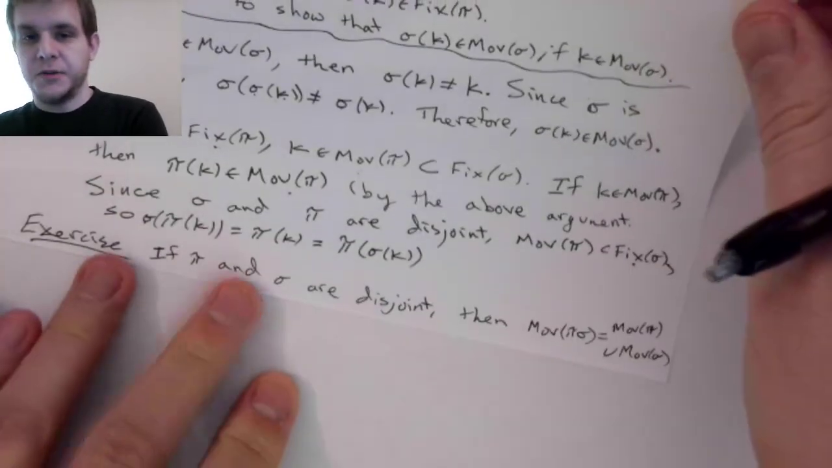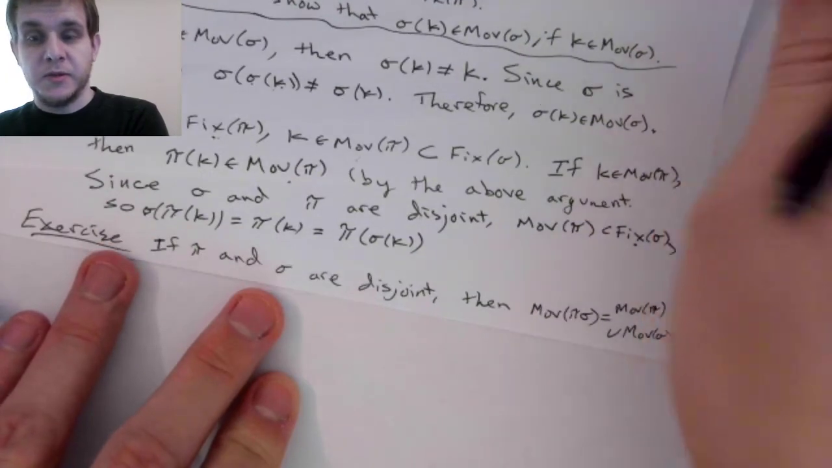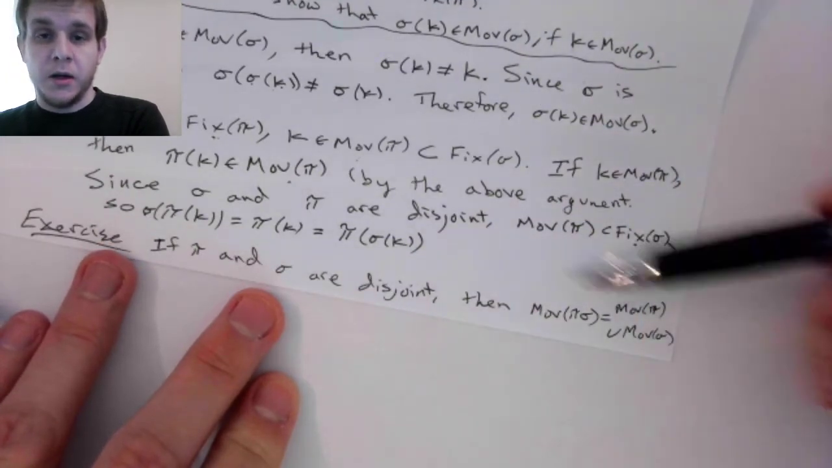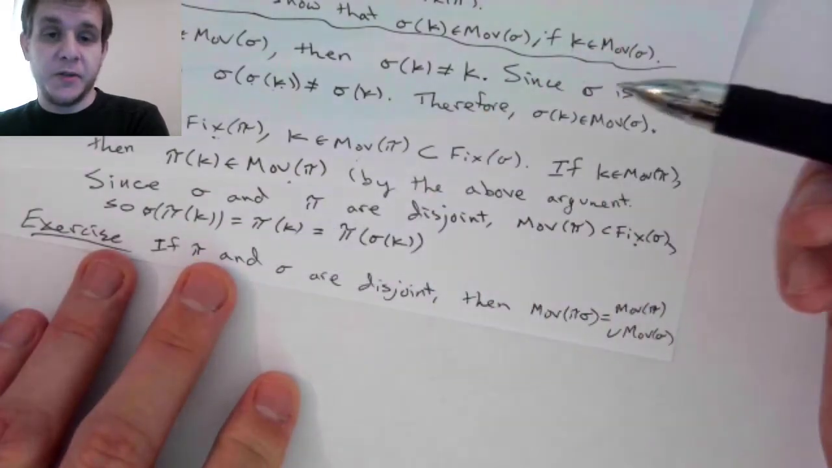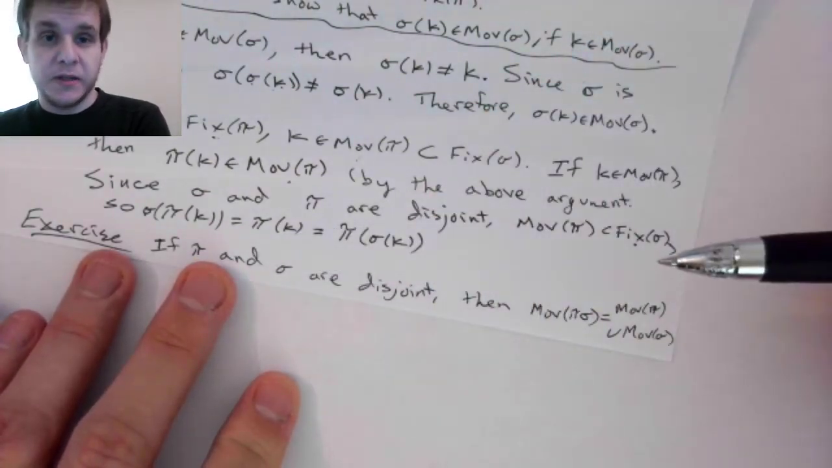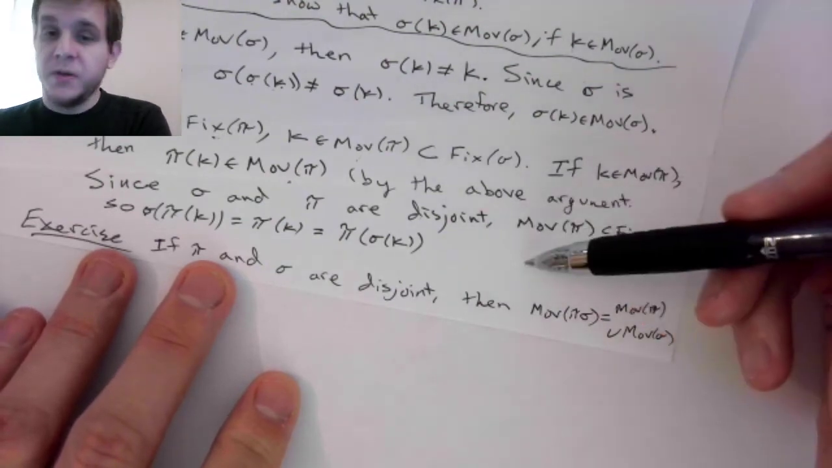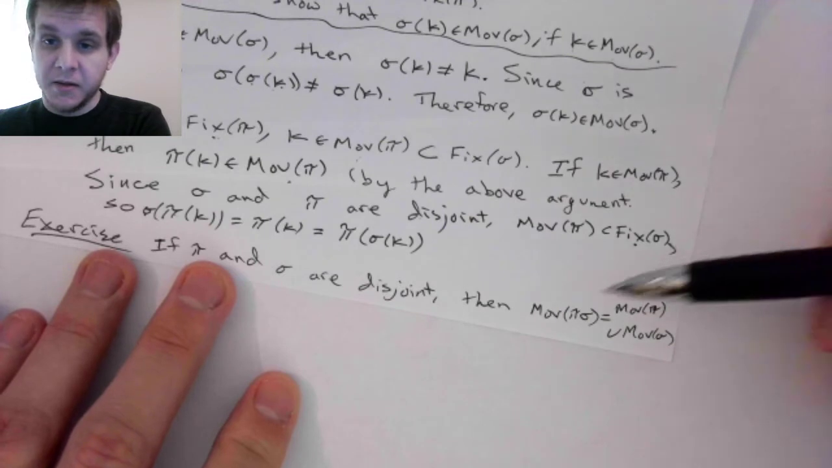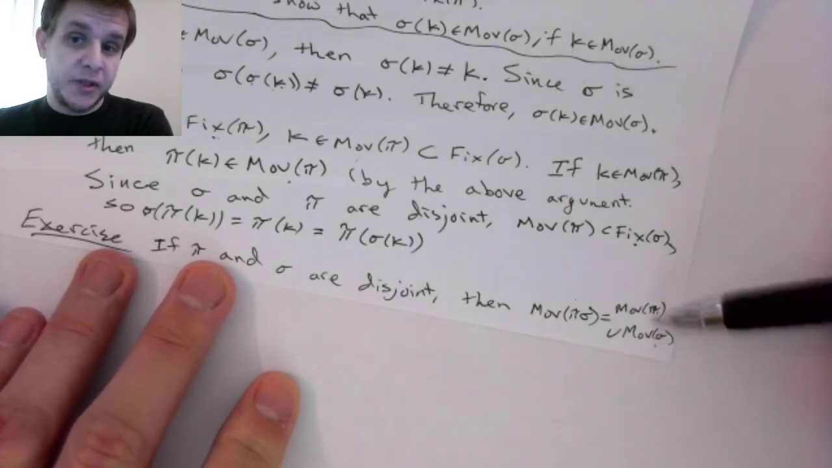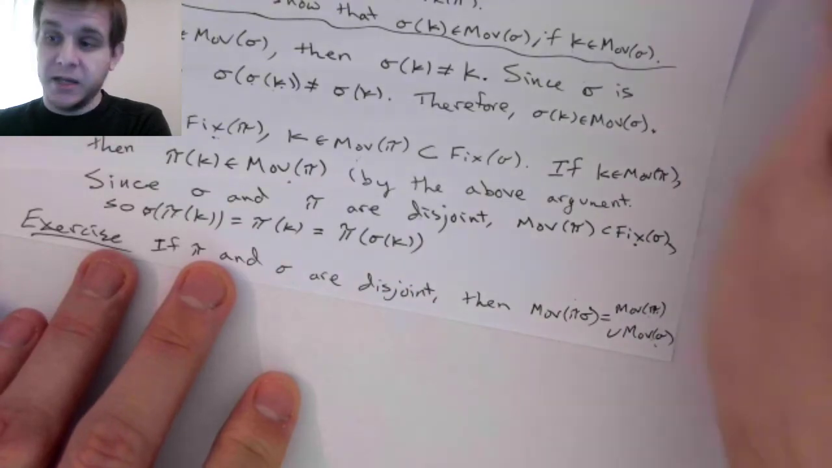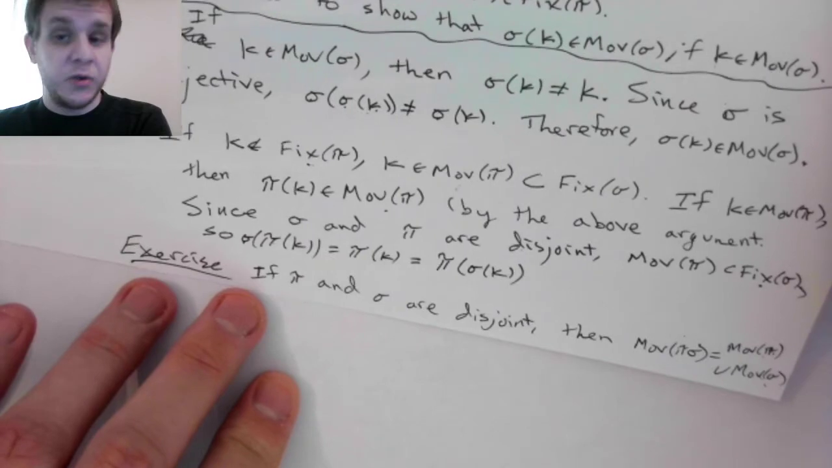This is not true in general. This is not true if sigma and pi do not commute, for instance, or are not disjoint. Even if they commute, it's not true. If pi is equal to sigma inverse, then they commute because pi sigma equals sigma pi equals the identity. But the moved point set of the identity is empty, whereas these moved point sets are probably not empty. So this theorem only works for disjointness.